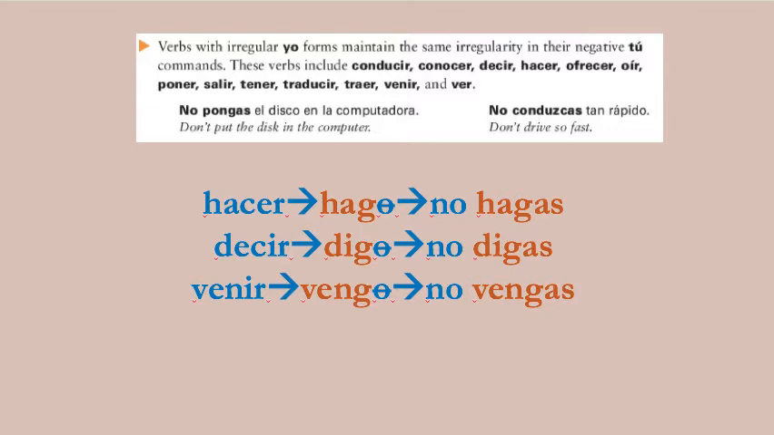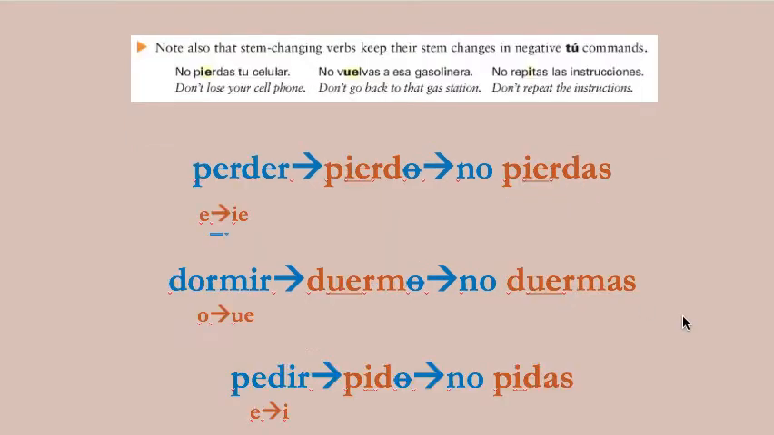Verbs like conducir, conocer, decir, hacer, ofrecer, oír, poner, salir, tener, traducir, traer, venir, and ver. And as you see, you go from the infinitive, hacer, to the yo form, hago, of the present tense indicative. And because it's an ER verb, you add as. No hagas. Don't do that. Or decir, digo, no digas. Don't say this thing. Venir, vengo, no vengas.